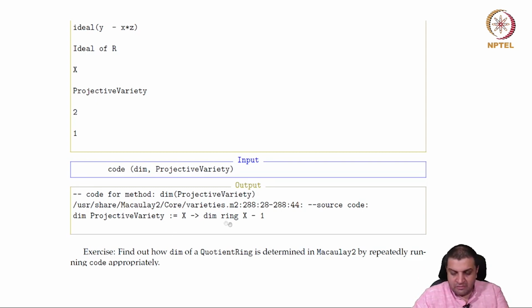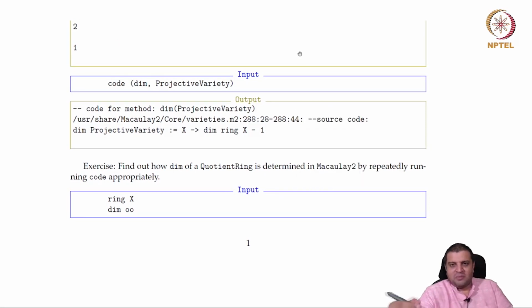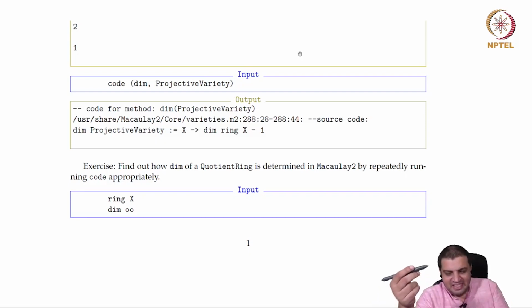It says dim of a projective variety is a function which takes x to the dimension of the ring of x minus 1. This is how we have been discussing dimension of a projective variety. This is not surprising at all, and it's a good idea to try to understand how something is computed, so that we can see that the computations are correct. Macaulay has been around for some time, and all of this code is public. If there are mistakes in these, people would have noticed it.